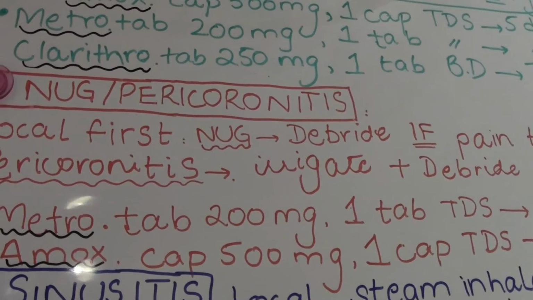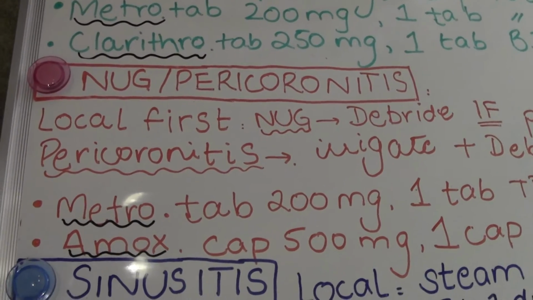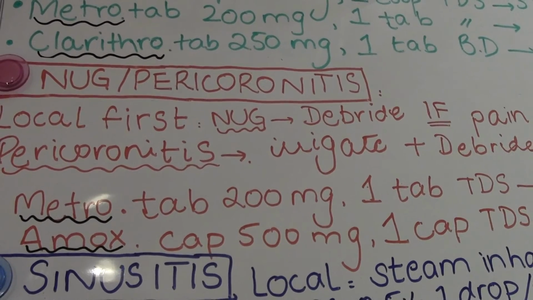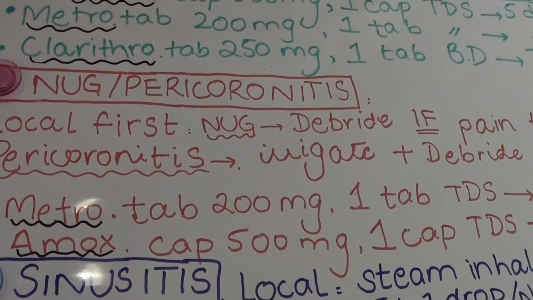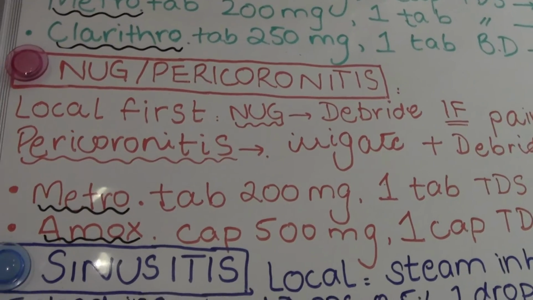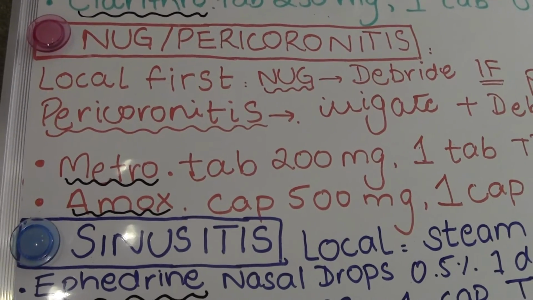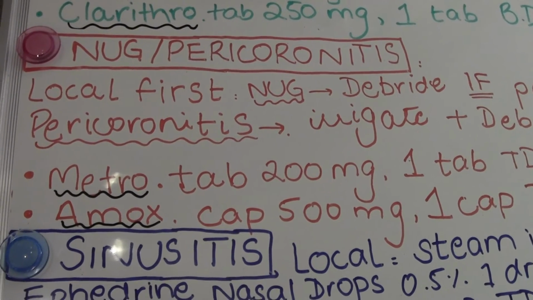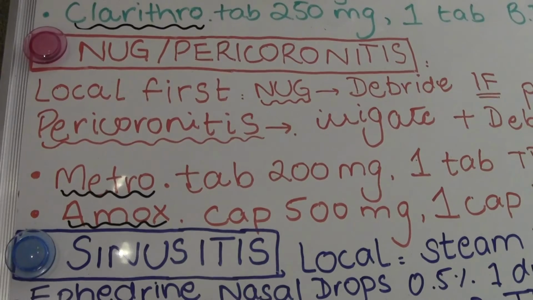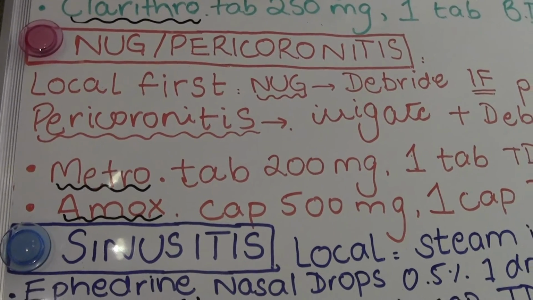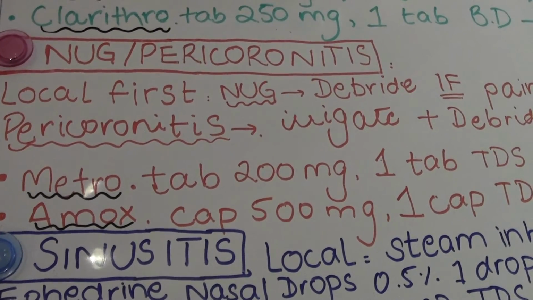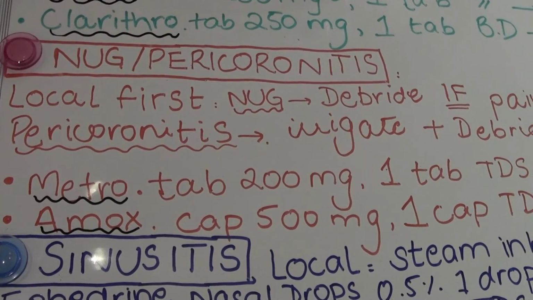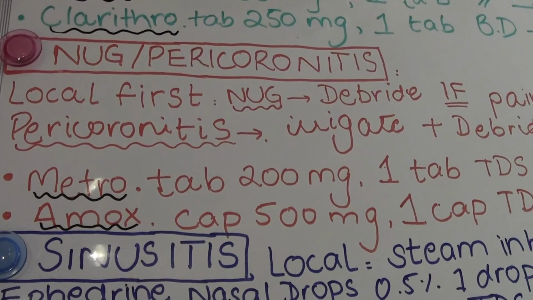So that's the local measures for NUG. Whereas for pericoronitis, we're going to first irrigate and debride. And if we see, for example, any systemic signs, we're going to give medications. Now for NUG and pericoronitis, it's the reverse. So the drug of choice is metronidazole in this case. And then it's amoxicillin. Now remember, the dosage of amoxicillin and metronidazole stays the same. It's just the number of days the treatment is carried over that's different.